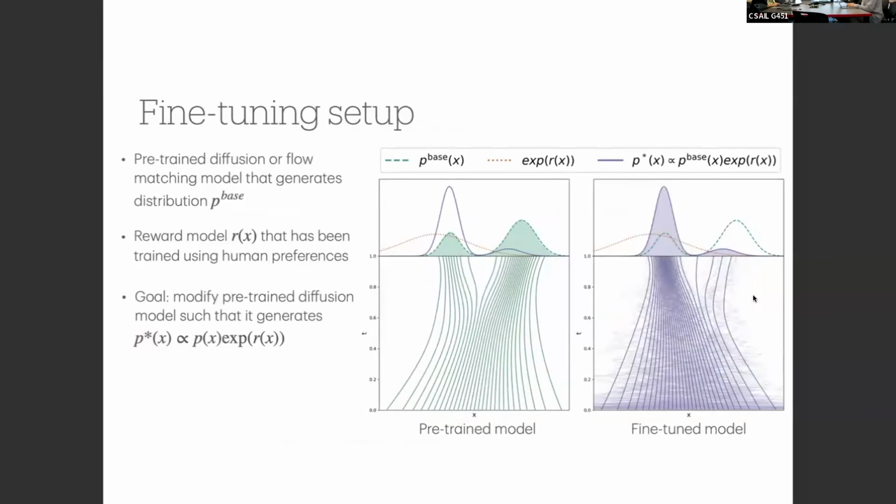So what's the fine-tuning setup? What are we trying to achieve? We start from a pre-trained diffusion or flow matching model that generates p-base, and then we're given a reward model, R of x, that has been trained using human preferences or whichever other way. The goal is to modify the pre-trained diffusion model such that it generates p star that's proportional to p-base of x times exponential of R of x. If you're familiar with reward fine-tuning for LLMs, the goal there is exactly to do that.